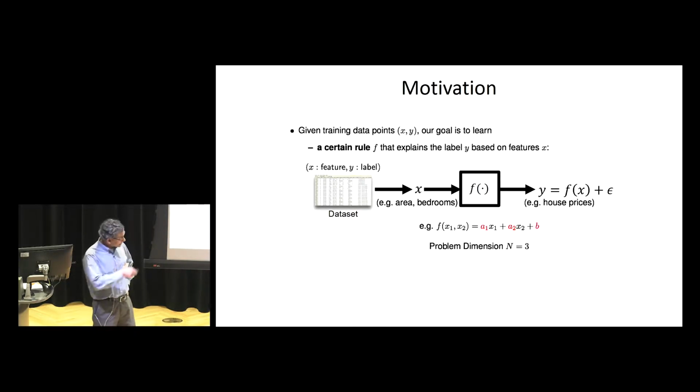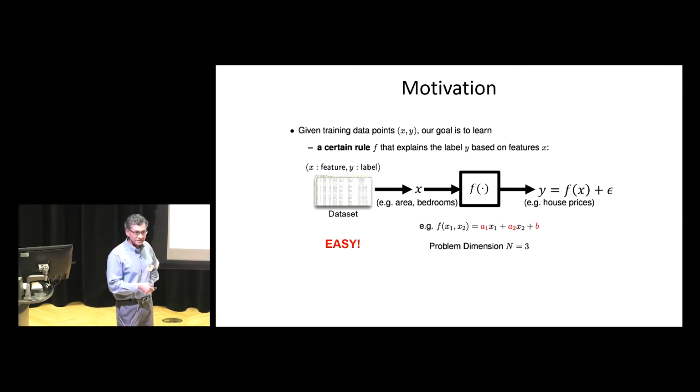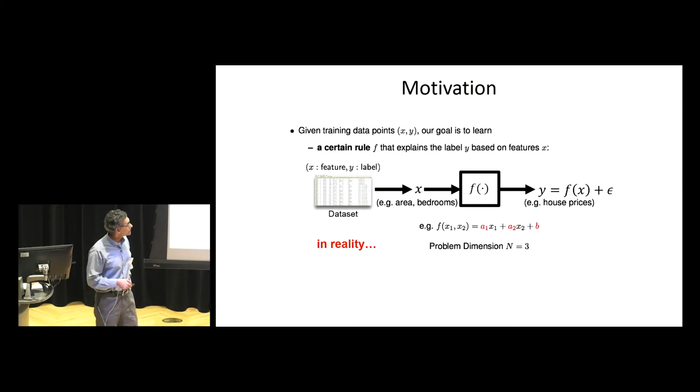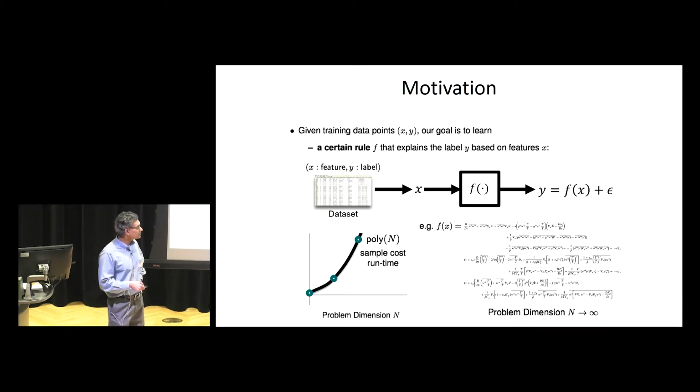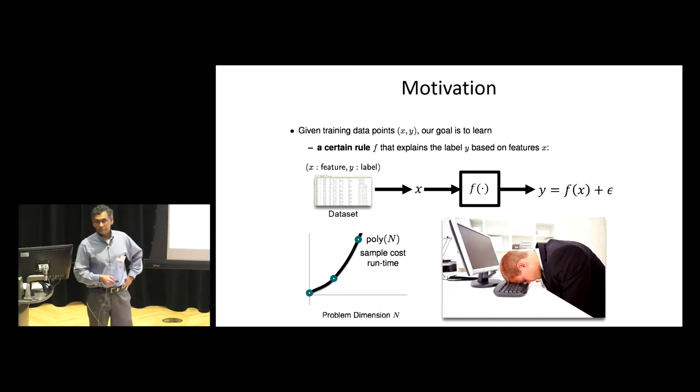For example, a simple example is if you have a linear or affine f, and the problem dimension is just 3, because there are only 3 parameters. That's an easy problem. We know how to do it. However, the actual problem is humongous, right? We don't even know what it is. And it'll at least be polynomial time in the dimension of the problem. So the sample cost is going to be exploding, even polynomial. And you feel pretty exhausted.